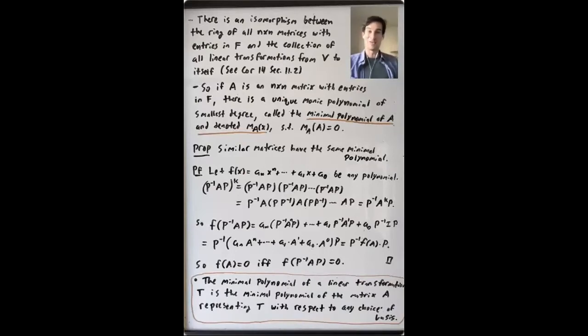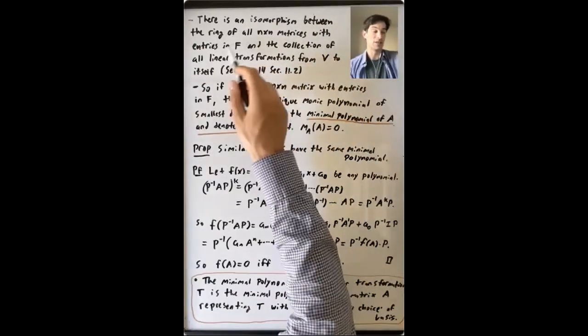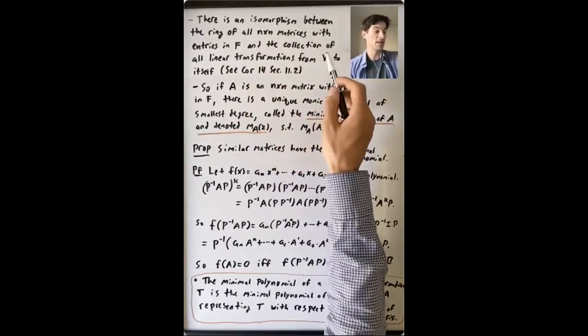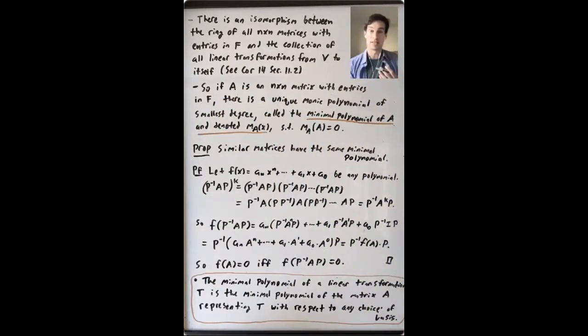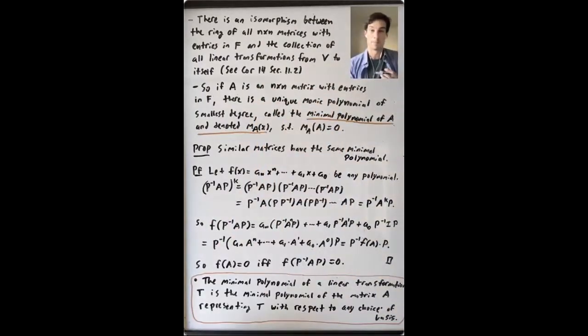The next thing we'll do is discuss the connection between the minimal polynomial of a linear transformation and matrices representing that linear transformation. We know that there's an isomorphism between the ring of all n by n matrices with entries in F and the collection of all linear transformations from V to itself. This is something we talked about in the section on the matrix of a linear transformation. You should see corollary 14 in section 11.2.